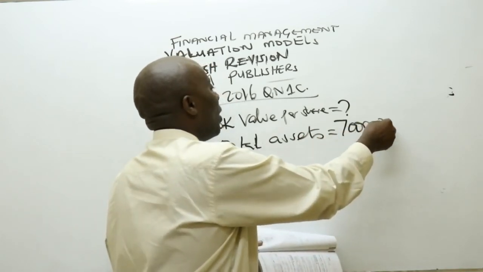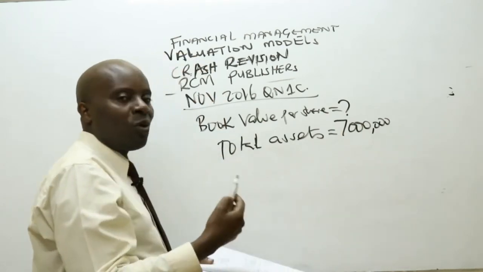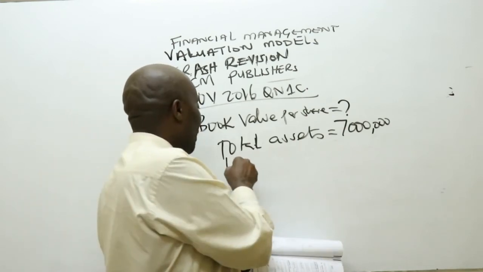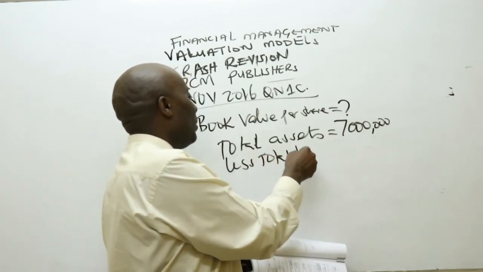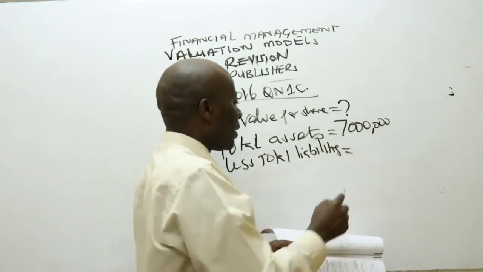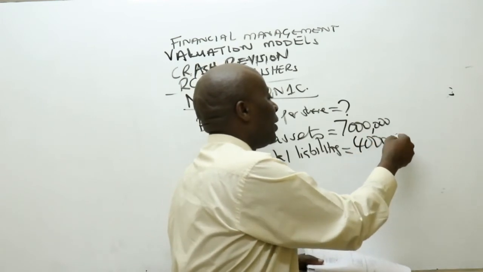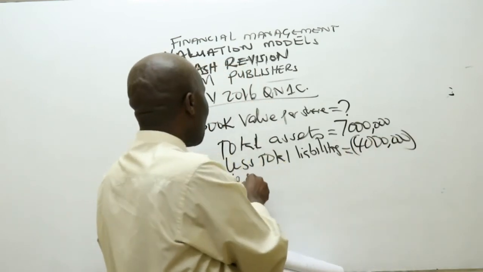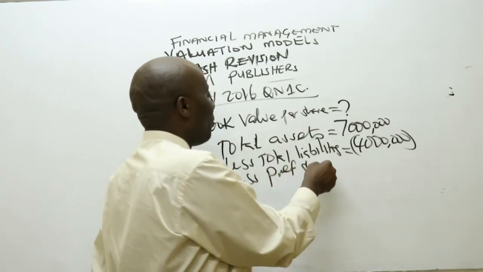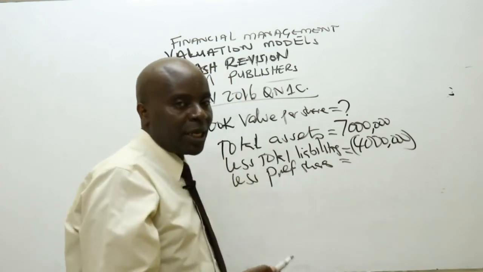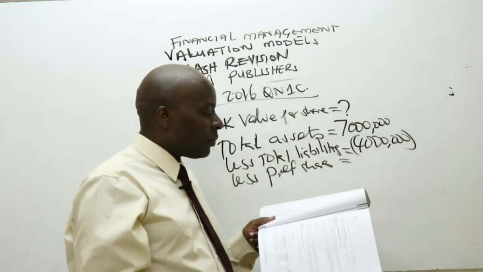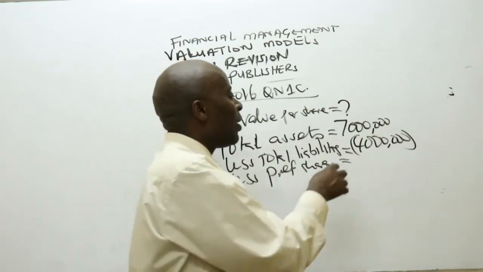I want to get the residual value. What is being left for the equity holders? So from total assets, we less total liabilities. Total liabilities, ladies and gentlemen, are 4 million. And then straight away, we less the preference shares, because the preference shares' money does not belong to ordinary shareholders. Preference shares, given in this question, are 500,000.